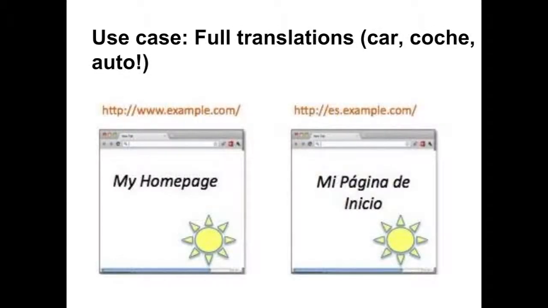The second use case is when a website expands internationally with full translations of content. So the word car on one page is coche on another page and auto on yet another page. In this image, www.example.com is written in English, while es.example.com is written entirely in Spanish. These pages are fully translated so that my homepage becomes mi página de inicio. Hopefully, one or several of these use cases will apply to the configuration on or proposed for your site.